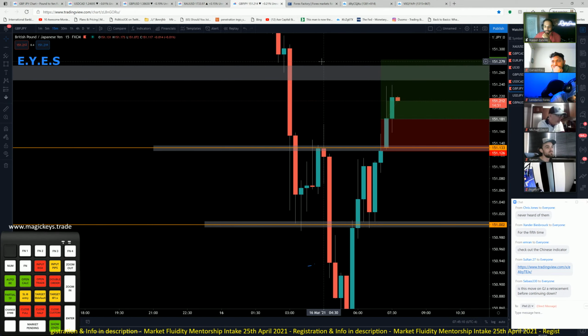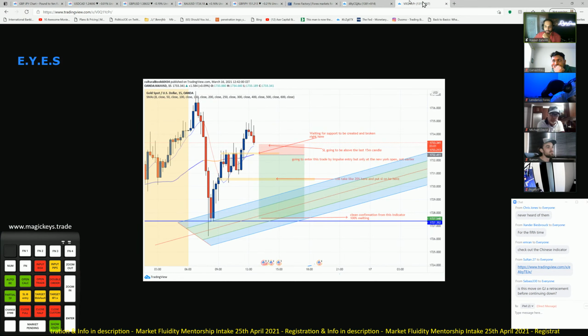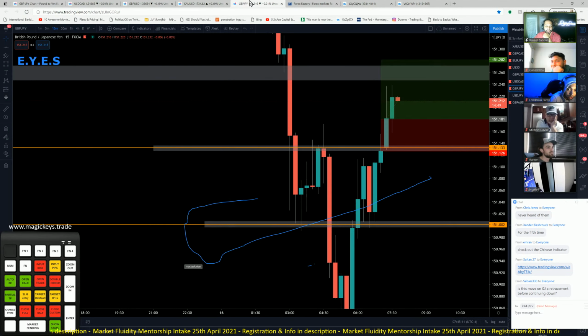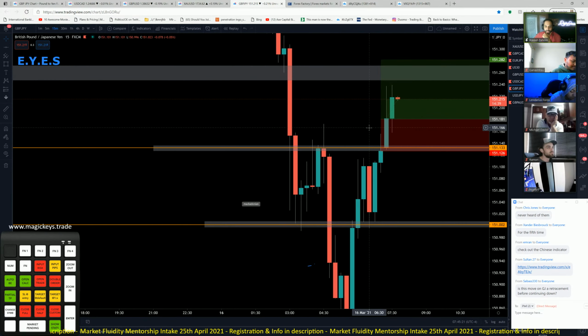What's that at the bottom? That looks like a carpet. Oh, this is our pitchfork indicator. Oh. Yeah. Looks like a carpet.